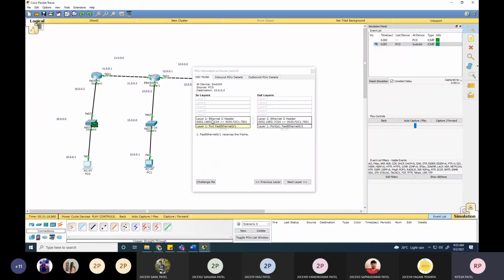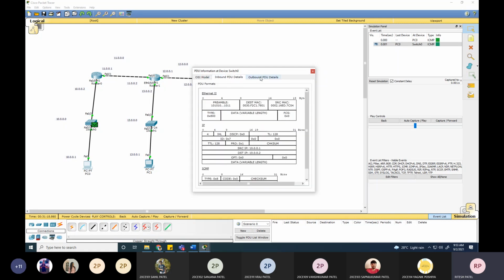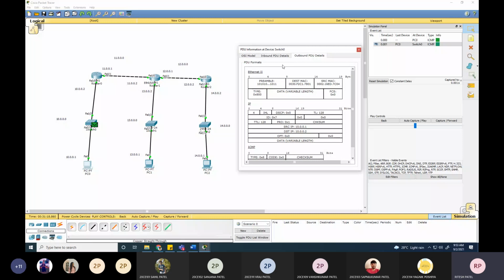The first tab is the OSI model that we have seen in the last practical. If you find any difficulty, such as dropping of a packet, go to the OSI model and you can figure out why the packet is being dropped. Then there are two tabs, inbound PDU and outbound PDU. The inbound PDU shows this Ethernet MAC frame, the layer 2 frame format, and this shows the layer 3 frame format. Have you seen these two types of frame format in any practical?